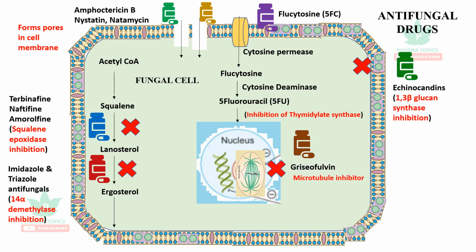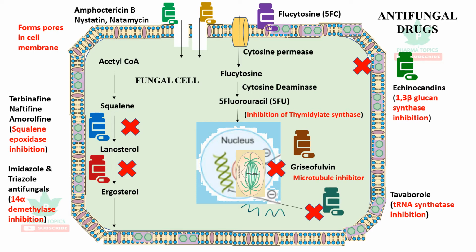The next drug is the mitotic spindle inhibitor, Griseofulvin. And the other drugs are echinocandins. They inhibit the formation of 1,3-beta glucan, which is important in the fungal cell. So it is a 1,3-beta glucan synthase inhibitor. And the newer drug, which inhibits the formation of tRNA, is tavaborole. It is an oxaborole, a tRNA synthetase inhibitor. Formation of tRNA is inhibited by tavaborole.